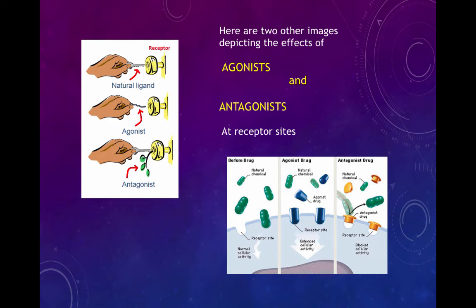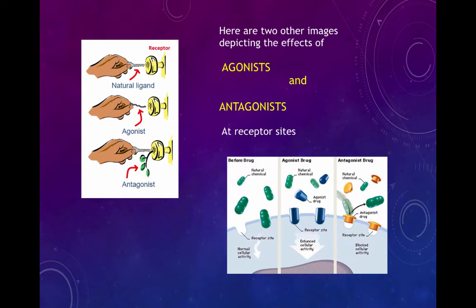Here are two other images depicting what I was just talking about, agonist and antagonist at receptor sites. Over on the left side, you can see the natural ligand, and then we have the agonist and antagonist. When you look at the second one, the agonist binds and tells it to turn on. They're showing another mechanism going into the keyhole saying turn on. If you look at the antagonist, it also goes into the keyhole, and basically it's blocking its activity.